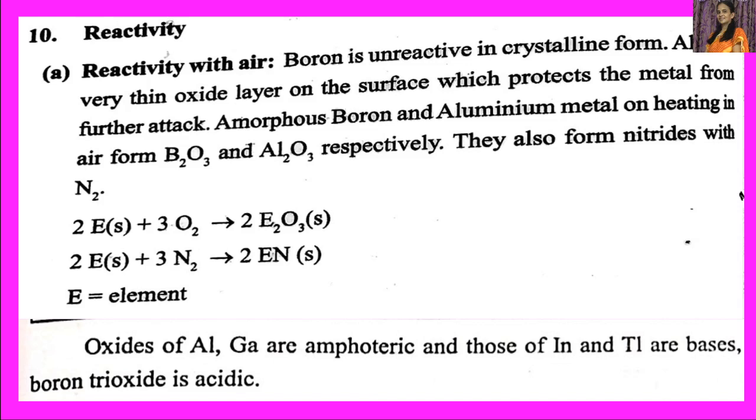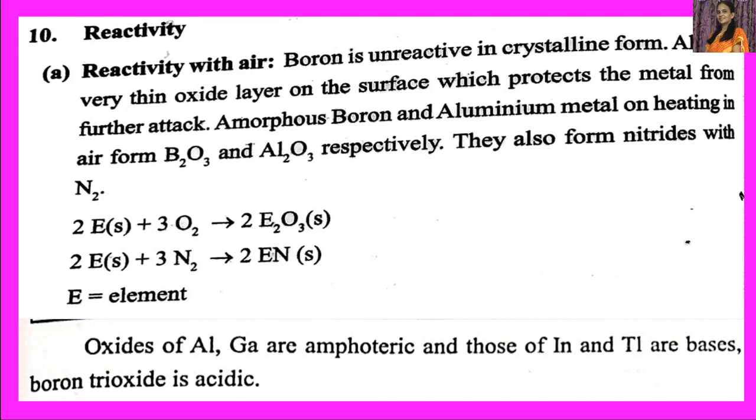So oxides of aluminium and gallium are amphoteric, and those of indium and thallium are basic. So boron trioxide is acidic. Boron is a non-metal, because of that reason its oxide is acidic. And aluminium and gallium have semi-metallic nature.